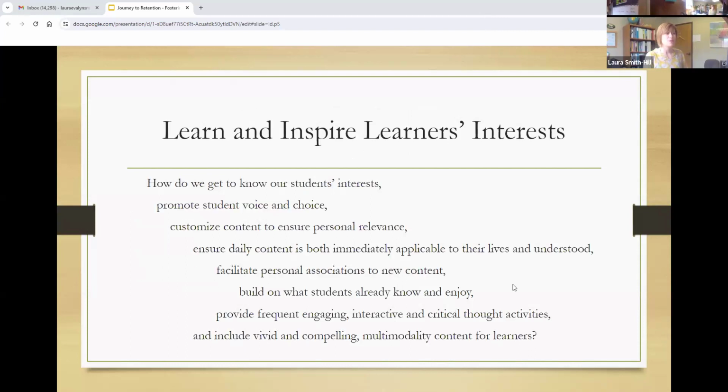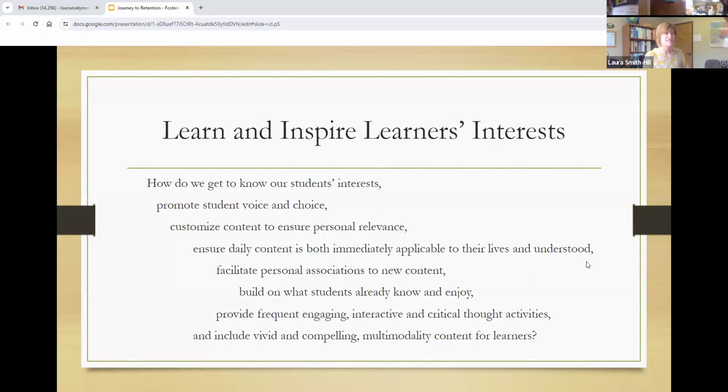So first, these were my musings on the initial strategy: learn and inspire learners' interests. As you think about that topic, you might be wondering, how do we get to know our students' interests? How do we promote student voice and choice? How do we customize content to ensure that it's personally relevant to our students?